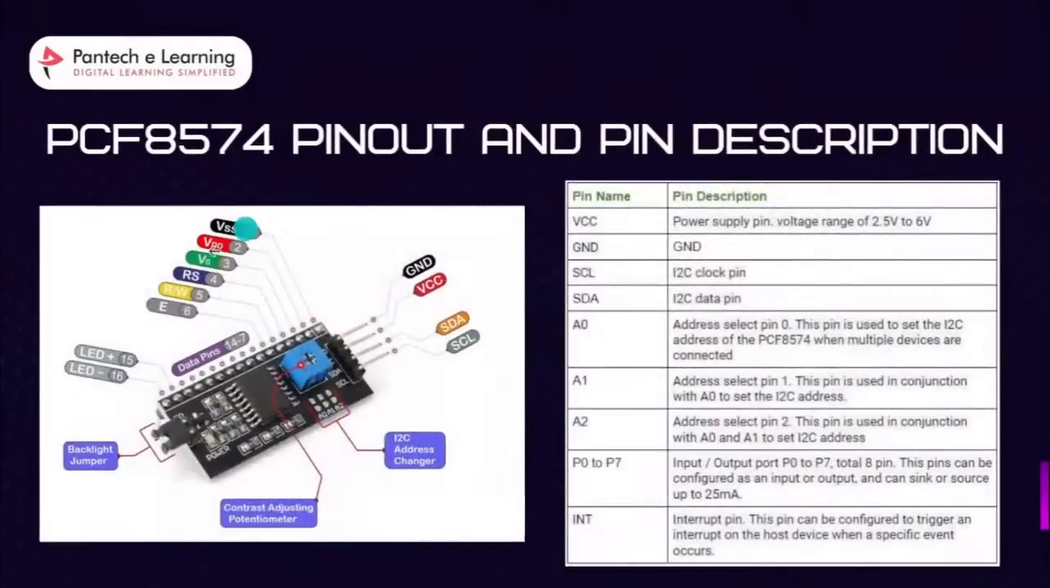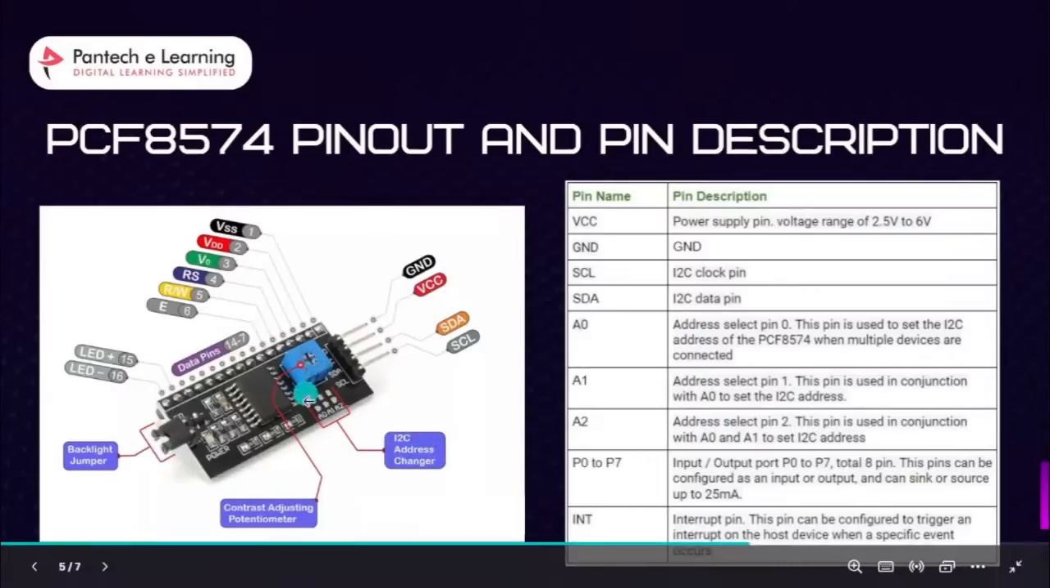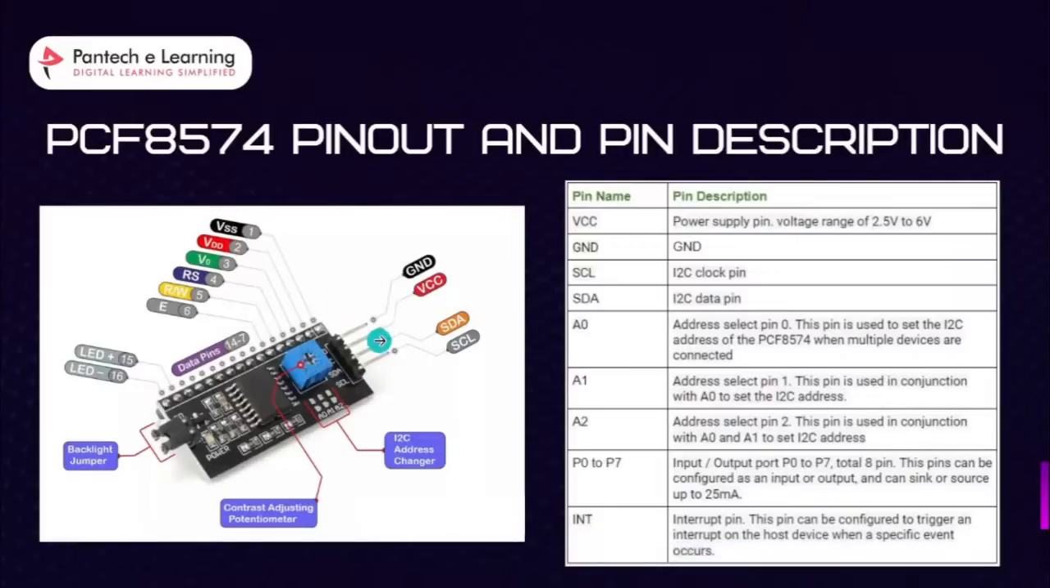And here you can see the pinout and its pin description. So you will have a backlight jumper, contrast adjusting, and I2C address changer. You only need to connect these 4 pins to your STM32 microcontroller, because all these pins are connected to the 16x2 LCD. So LED button, and these are the data pins, everything. Okay, and coming to this, these are all the pin descriptions.